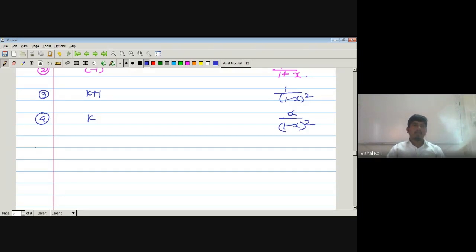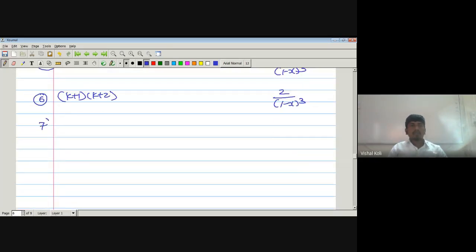Okay, fifth one. If the general term of a sequence is k into k plus 1, then its corresponding generating function will be 2x divided by (1 minus x) cubed. If the general term of a sequence is k plus 1 into k plus 2, then its corresponding generating function will be 2 divided by (1 minus x) cubed.